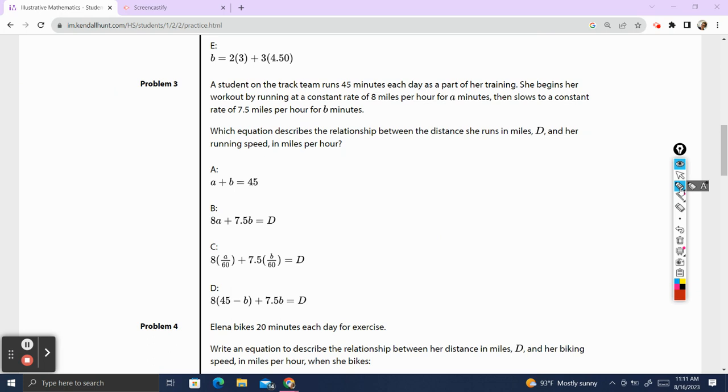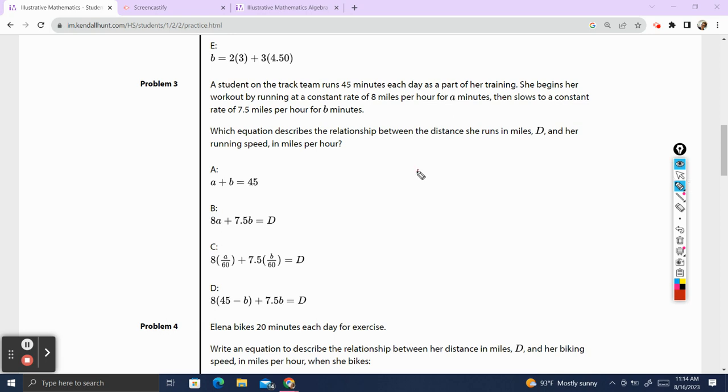A student on the track team runs 45 minutes each day as part of her training. She begins her workout by running at a constant rate of 8 miles per hour for A minutes and then slows to a constant rate of 7.5 miles per hour for B minutes. Which equation describes the relationship between the distance she runs in miles D and her running speed in miles per hour? So let's go ahead and analyze the equations to determine the correct answer for this question.